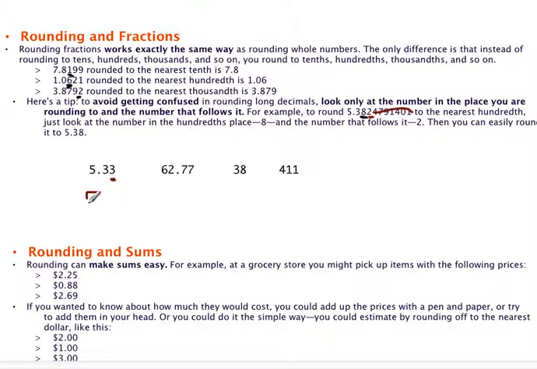If you wrote down 5.3, that's the answer. That's the correct number. 3 is smaller than 5, so the number stays the same.